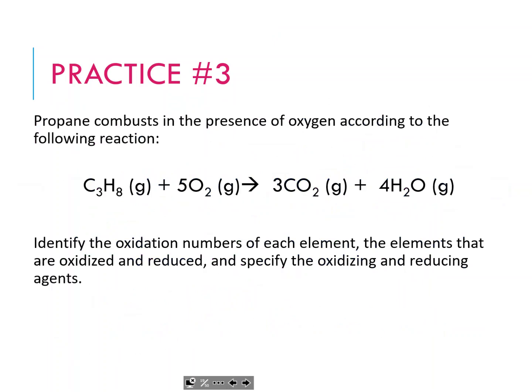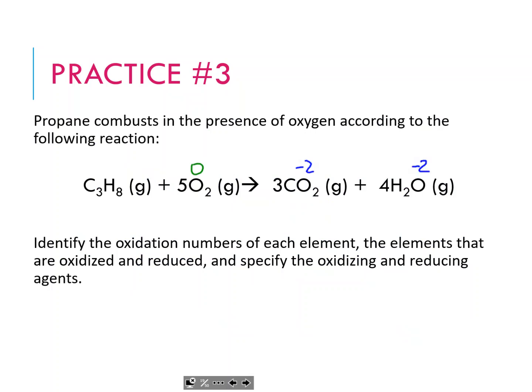All right, one more practice, a combustion one. Check out combustion here as redox. Okay, so once again, assigning oxidation numbers, start with the elements, give them a 0. Next, oxygen's usually the easiest one to go with.